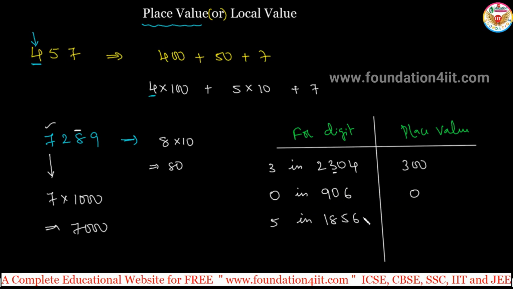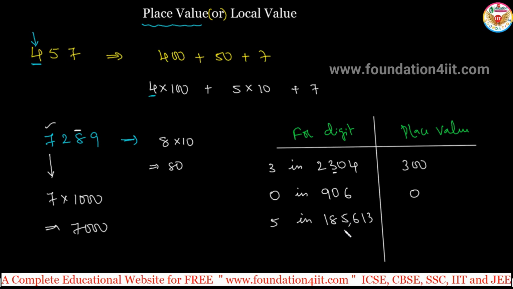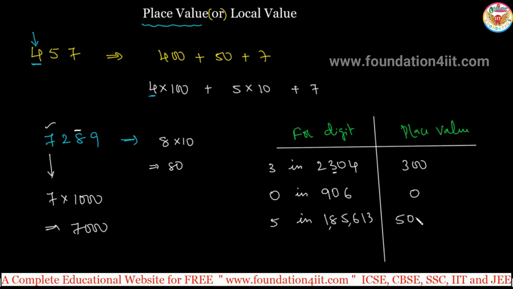18,500, okay, this is the number. Ones, tens, 100, 1000, 10,000, lakhs. In this number, 5 is in, just see the position: ones, tens, hundred, thousands. So 5,000. After that number, the remaining digits are just zeros you can keep.